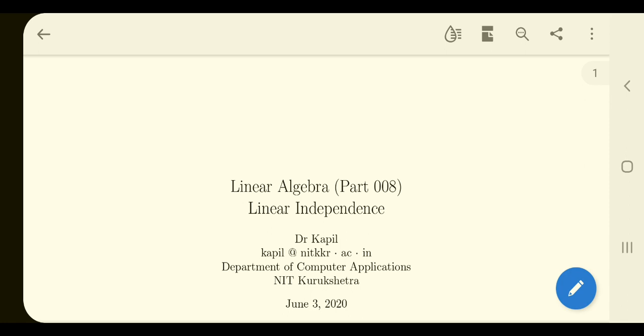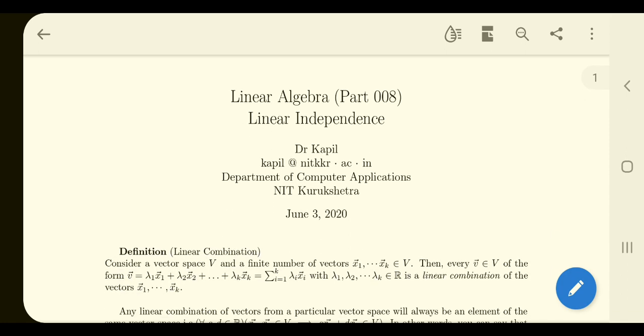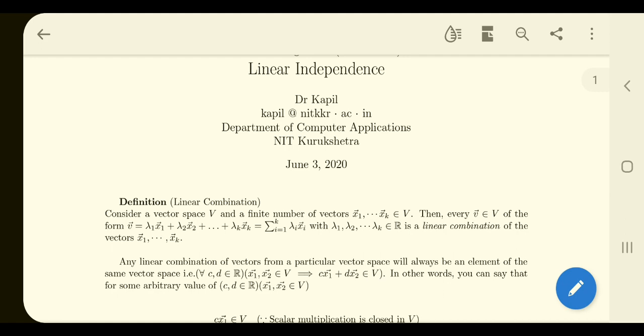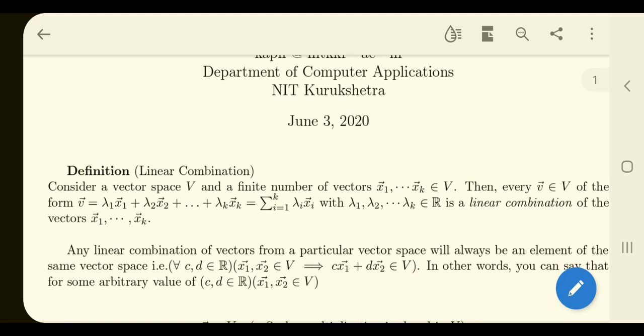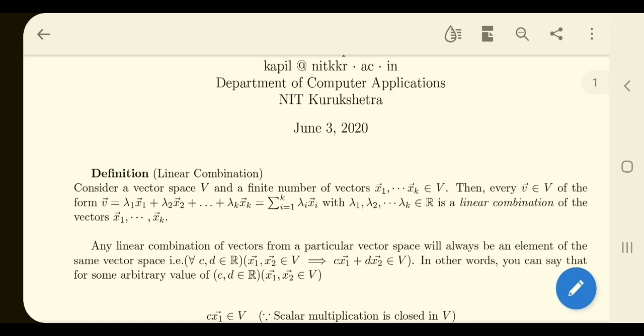So what I mean to say is that we are interested in knowing in what way those interesting vectors can fill up the vector space. So let's see in what way it fills up. We have already learned about linear combination. So we want to know whether the linear combination is closed in the vector space or not.